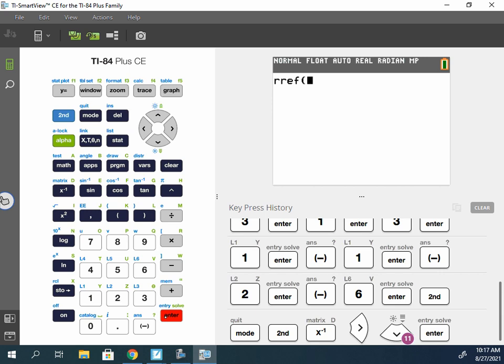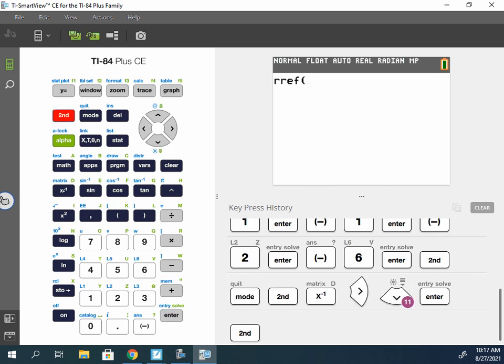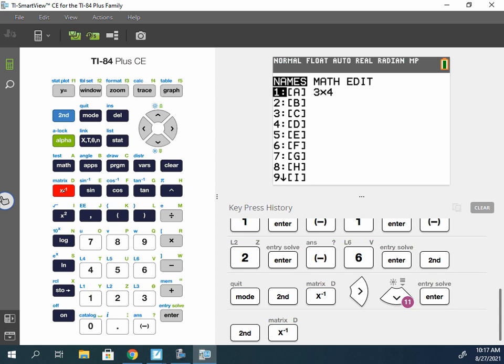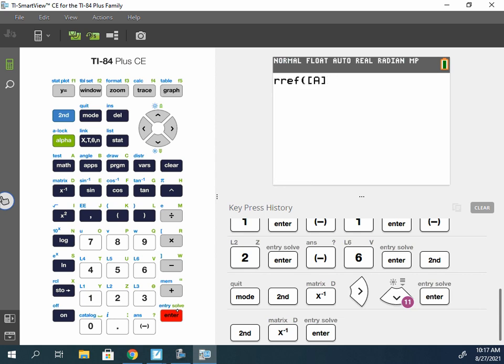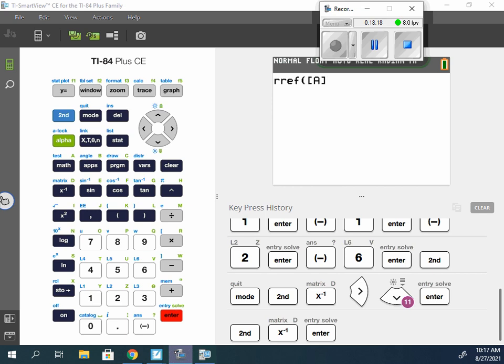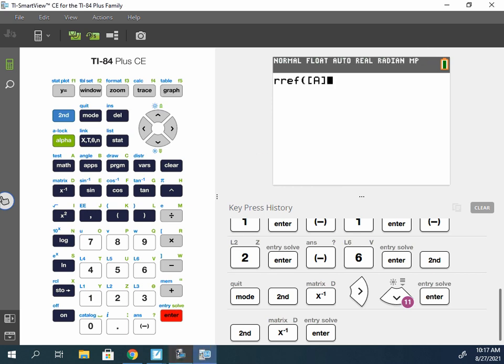So you should have something that looks like this here, and it's got a parenthesis. What it's asking for is the matrix. What matrix do we want to perform this operation on? We can go second matrix and hit enter, because it's going to call up A. It had it selected first, so it's going to pull it up. So what we're telling the calculator is to do reduced row echelon form on matrix A. And we can go on and hit enter.